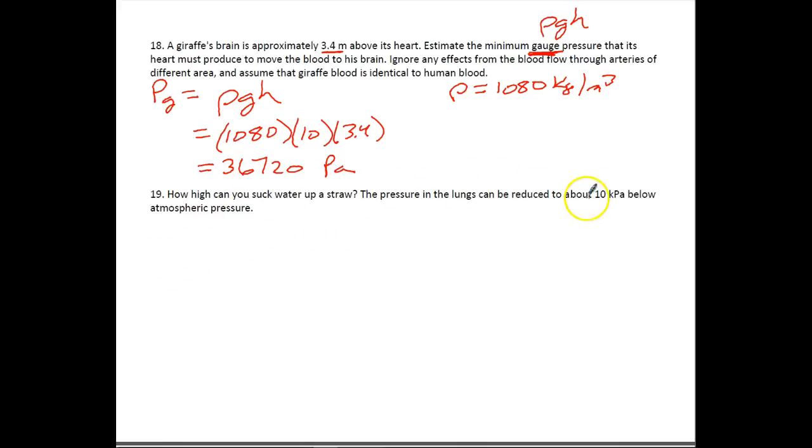Next question says, how high can you suck water up a straw? The pressure in the lungs can be reduced to about 10 kilopascals below atmospheric pressure. So we're going to use our equation again. Pressure is equal to atmospheric pressure plus rho gh.